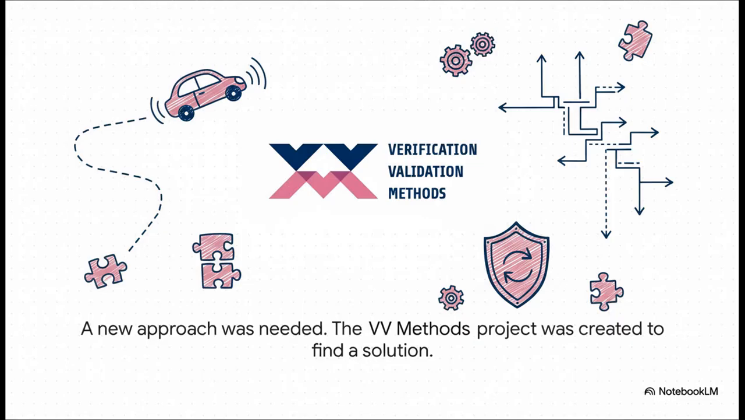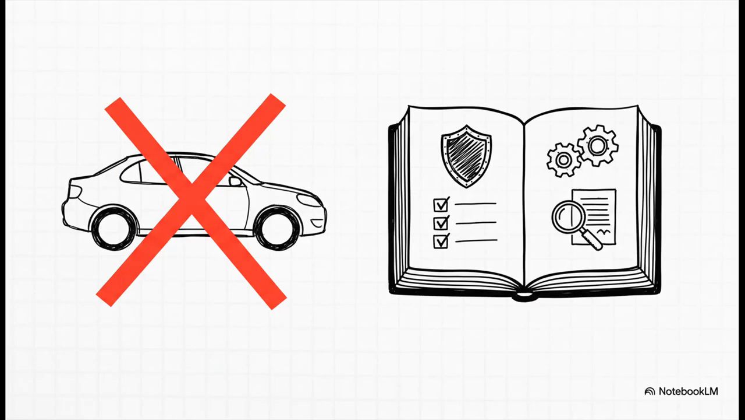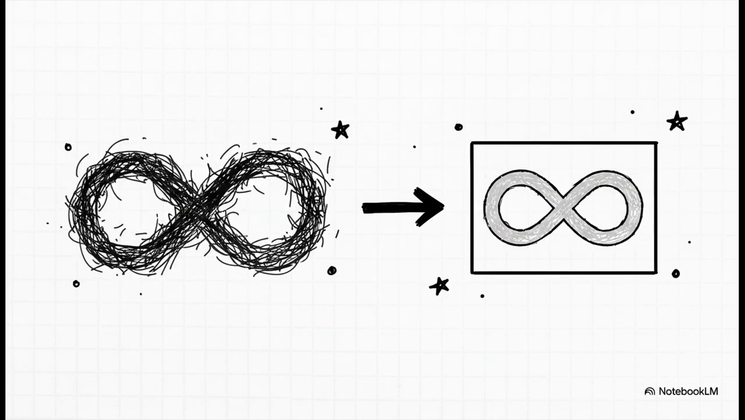So a German research project called VV Methods, or VVM, decided to take this challenge head on. And their goal wasn't to build a car. It was to build a recipe for proving a car is safe. So how do you tame infinity? Well, their big idea was you don't test for it.